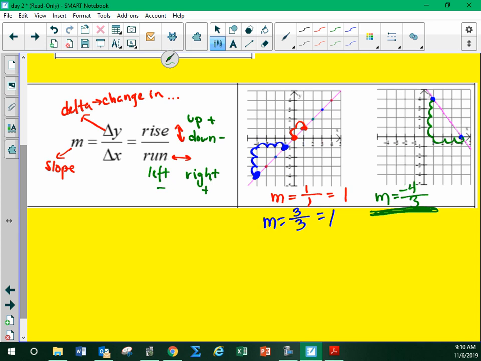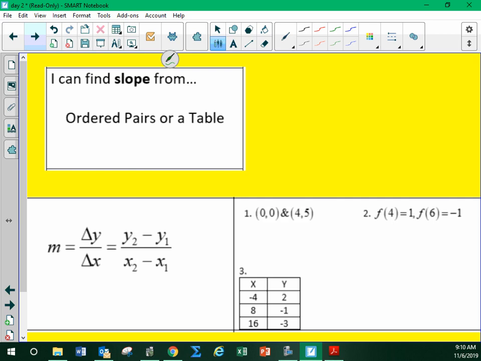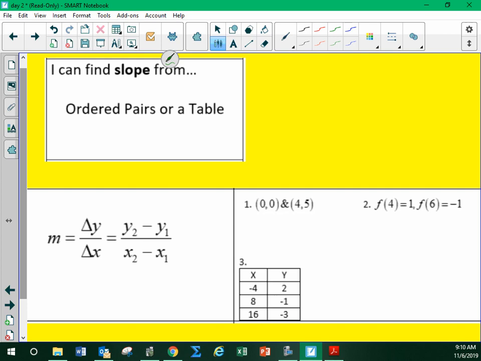Any questions with that? Okay. So let's take a look at our next row. So again, on the front side, next we have, I can find slope from ordered pairs or a table. So now is when they're going to make us do some math. Before we were just counting, now we have to actually do some math. So again, open it up, our third row now.